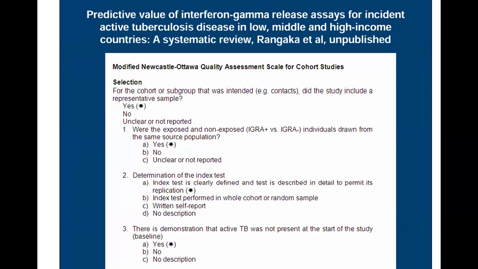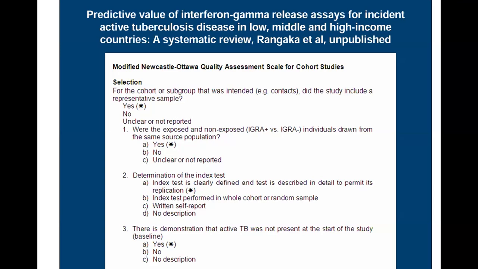So these are the questions. So here you will put some stars, and based upon the stars you will say that the study is of high quality or study of low quality. So here selection bias, this is an example. So this is the modified Newcastle Ottawa quality assessment scale for cohort studies. Selection for the cohort or subgroup that was intended. Did the study include a representative sample? Yes, no, unclear. Then were the exposed and non-exposed individuals drawn from the same source population?